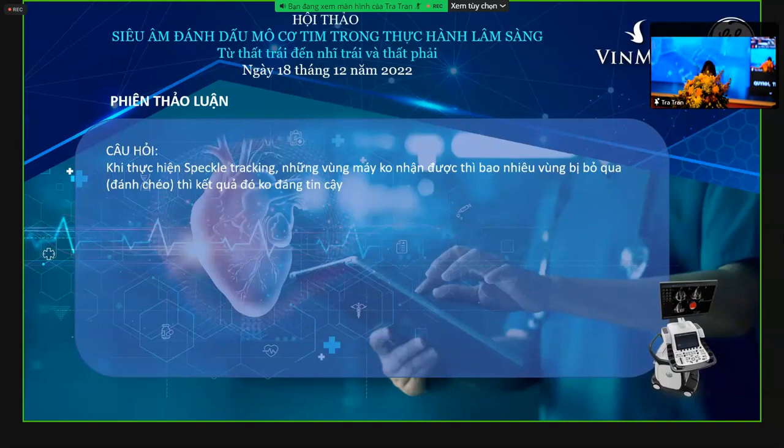So in speckle tracking, if the machine cannot recognize how many segments, then the result is not reliable. Is it right? I was talking about that before. So the recommendation from the task force is that we should have a minimum of one segment per view. If we have fewer than that, the machine cannot quantify well. So it's really important, to be honest. Okay, because this is misinformation.